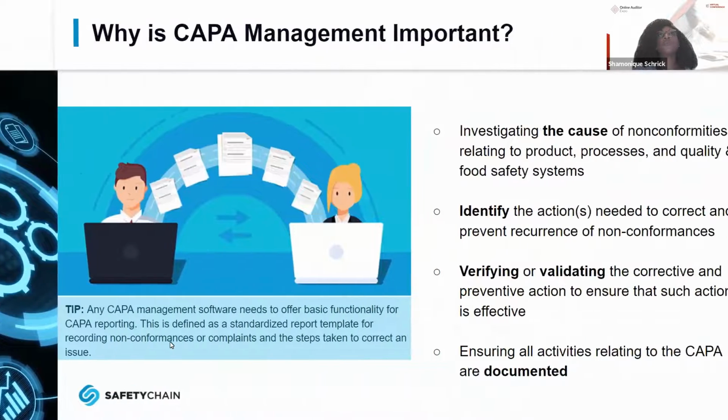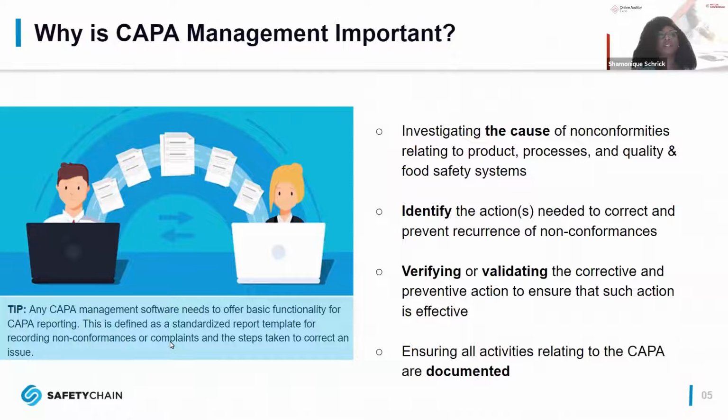So overall, why is CAPA management important? We do these audits, we go out, we have these non-conformances, and we might find things that require a full-blown CAPA, or we can just have things that are non-conformances. But CAPA management is usually a really big undertaking for an organization because you need to be able to investigate the root cause of non-conformities relating to any of the product processes and quality and food safety systems that you've been auditing and evaluating. You're going to have to identify the actions that are needed to correct and prevent the reoccurrence of these non-conformances. And then you're also going to have to verify and validate the corrective and preventive actions.